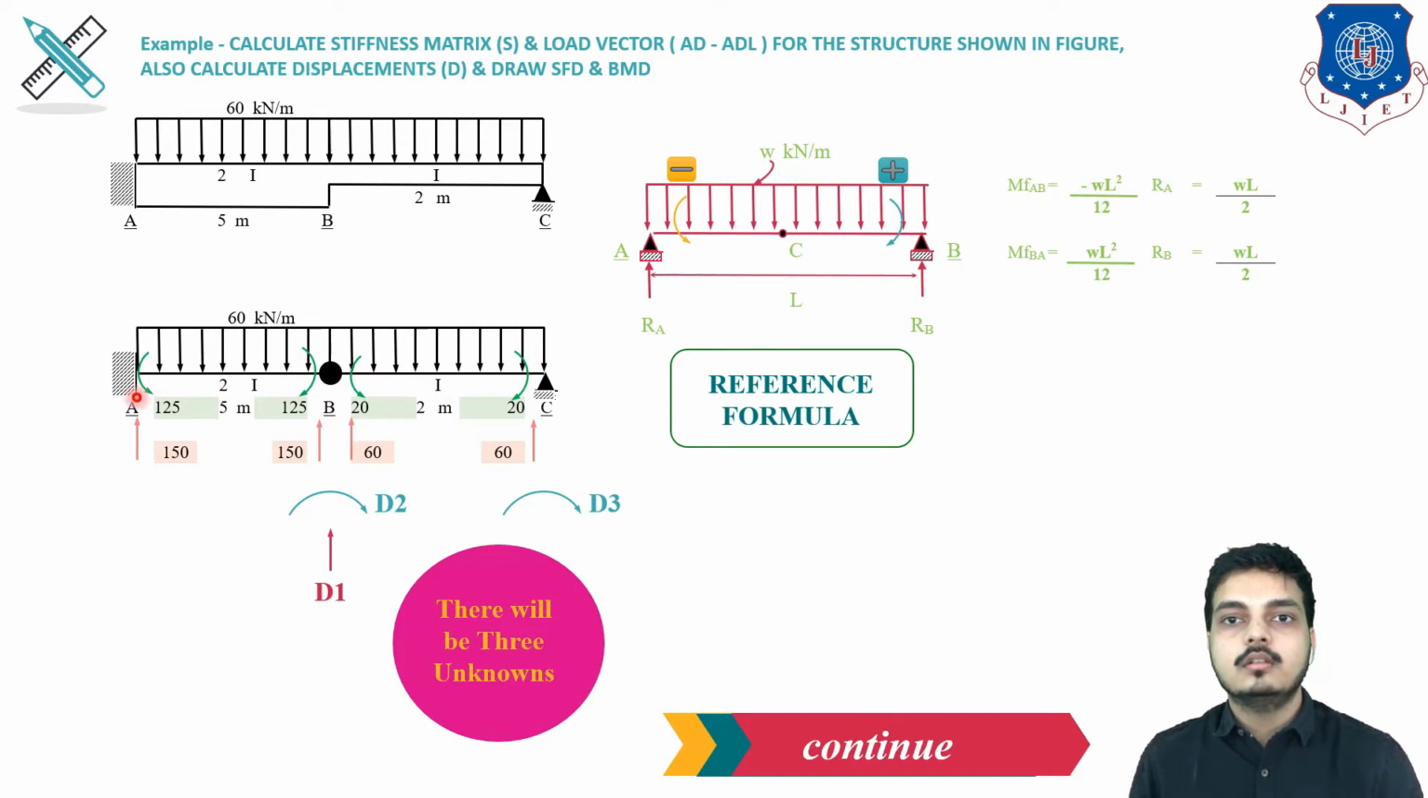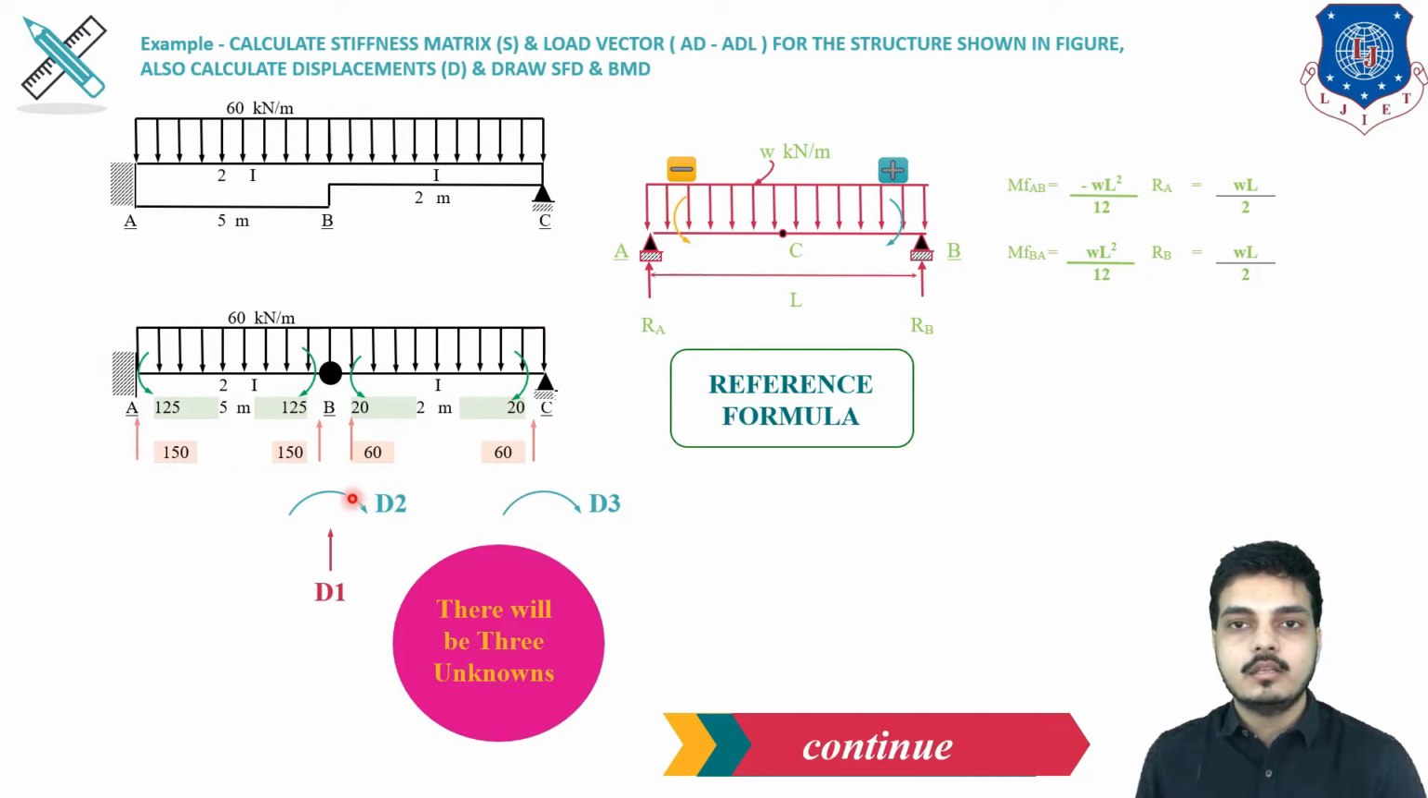Now, look what I did, I just simplified the beam. Here you can see the width is more, here the width is less, because it is shown as 2I here and I here. I have just written 2I over here and I over here, and simplified this beam.